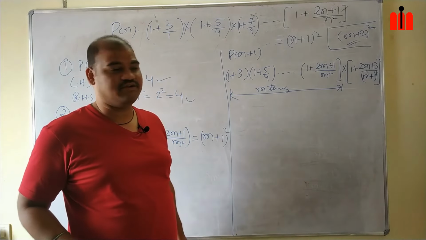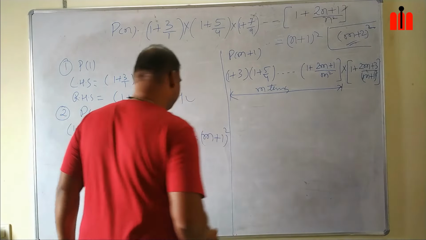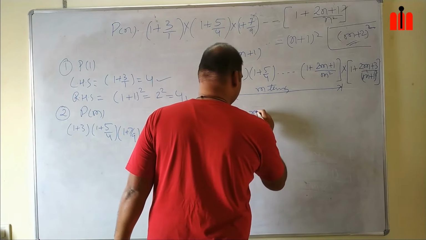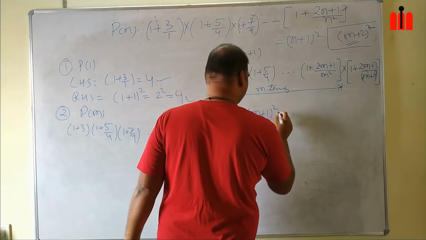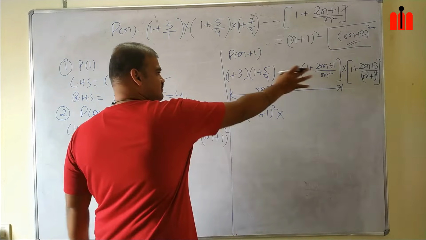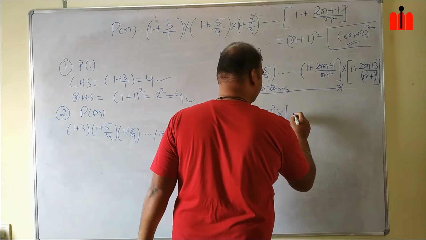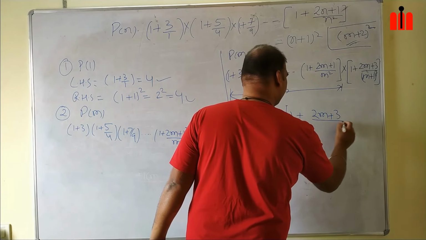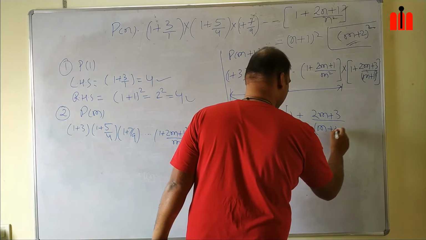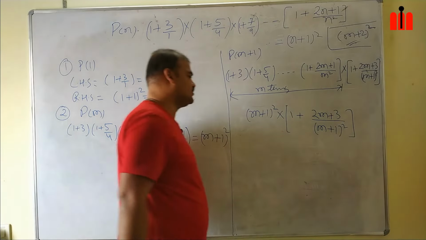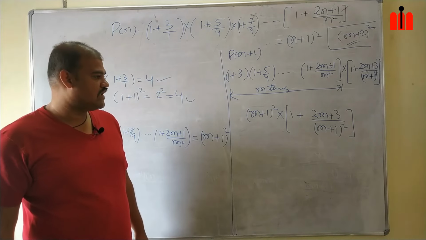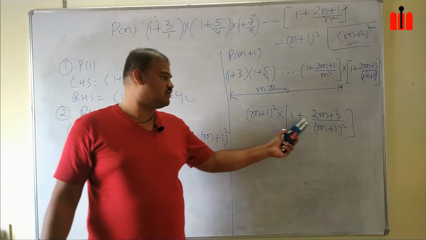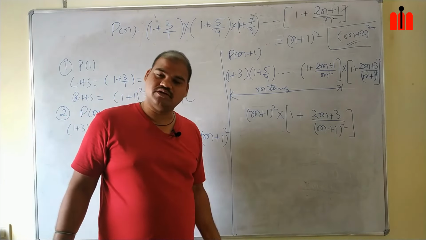Now for the m statement, the product is equal to m plus 1 whole square. So let's substitute these m terms with m plus 1 whole square, into 1 plus 2m plus 3 by m plus 1 whole square. It is m plus 1 whole square because this entire product of m terms is m plus 1 whole square.